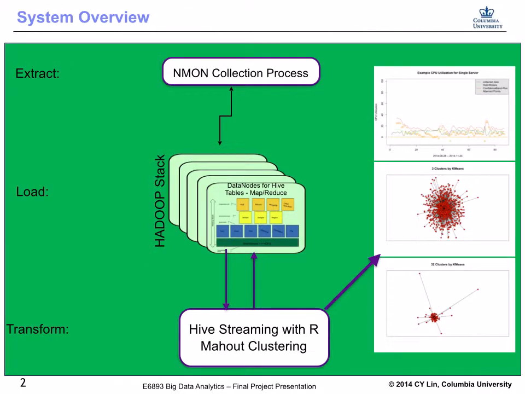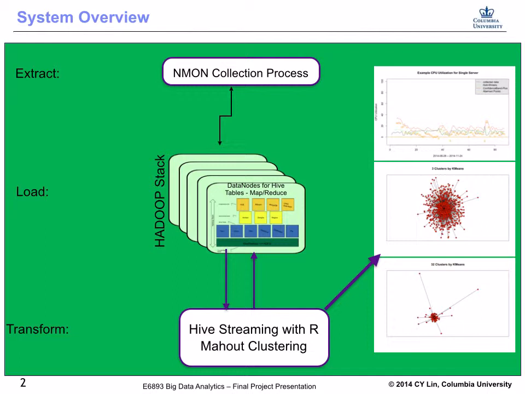The system is designed in an extract, load, transform methodology. It's consistent with the industry standards for data analytic type platforms. We're going to have an Nmon collection that's going to be specific to the organization, however the organization wants to collect Nmon data. In this particular example, I have a collection of 90 days worth of 5-minute interval Nmon collection for 2,030 servers. That collected data will then be loaded into the Hadoop stack.